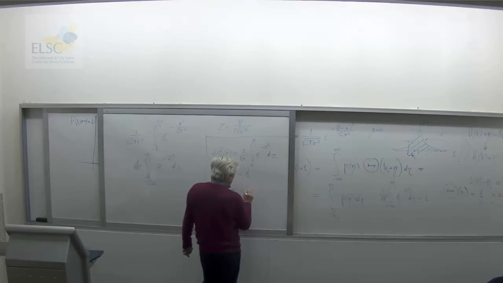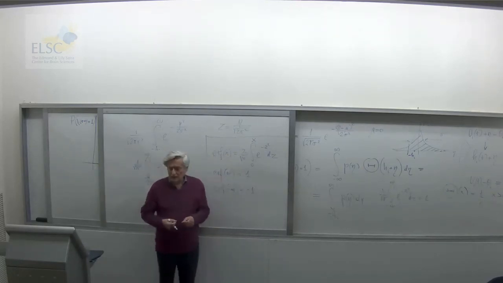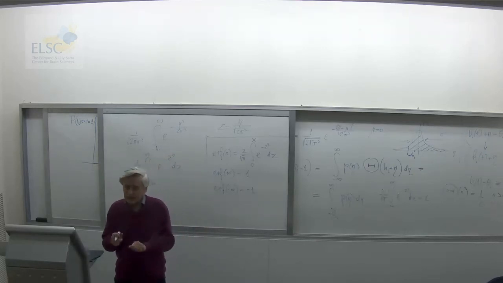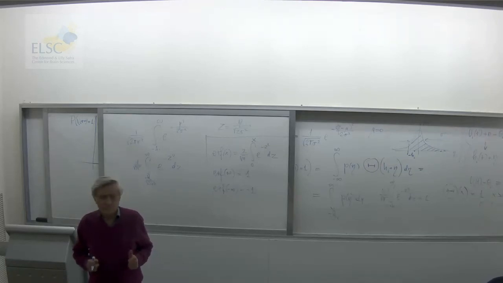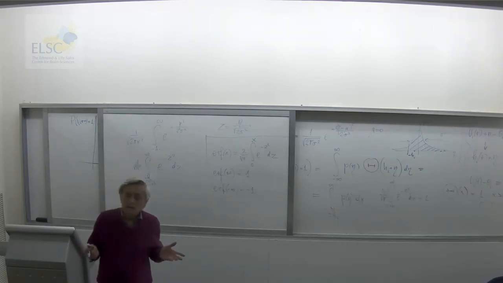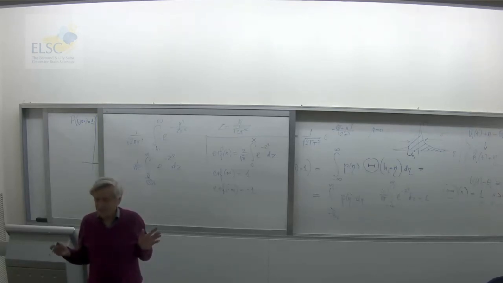So you see, for every x, how is the error function of x related to the error function of minus x? Always it's minus. The error function of minus x is minus the error function of x. Okay, so it's an antisymmetric function. erf of x is equal to minus erf of minus x. This is the definition.